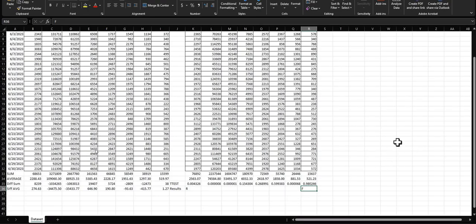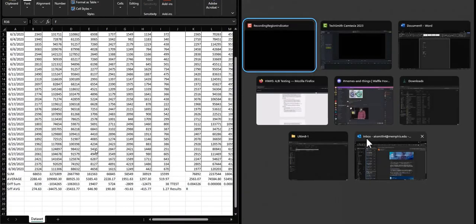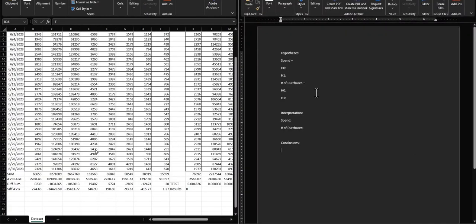Excellent. All right. I'm going to move that one over, and then I'm going to grab this Word document that I prepared. In this, I just have a couple things: the hypotheses, and the interpretation, and the conclusion.